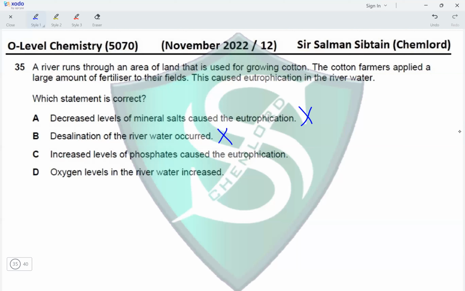Increased levels of phosphates cause the eutrophication. So eutrophication is caused by increased use of fertilizers, and fertilizers contain phosphates. So option C is correct. Oxygen levels in the river water increased. No, during eutrophication, there is plant and algae growth which consumes oxygen. So oxygen levels should decrease when eutrophication is taking place. So option C is the correct option for this question.